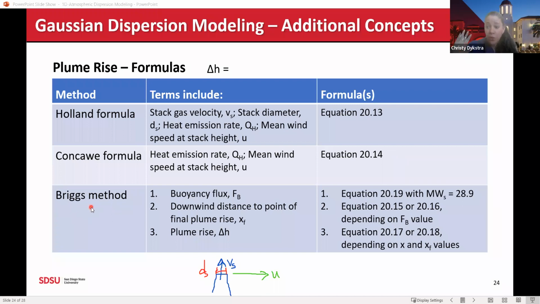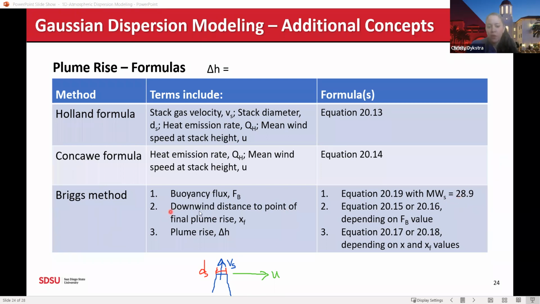So first of all, there's a few steps to this. This is not a one-step equation, one and done. You have to go through these different steps. So the first step is calculating what's called the buoyancy flux. And this can be calculated using equation 2019. And we'll typically use a molecular weight for our stack gas of about 28.9, or similar to air.